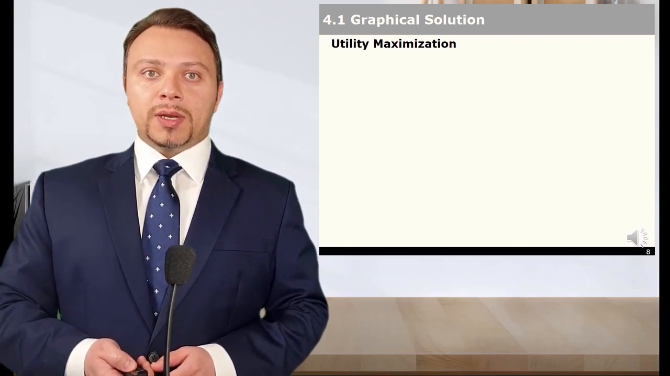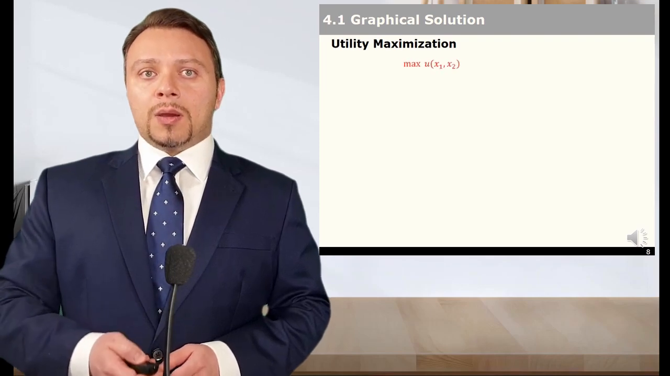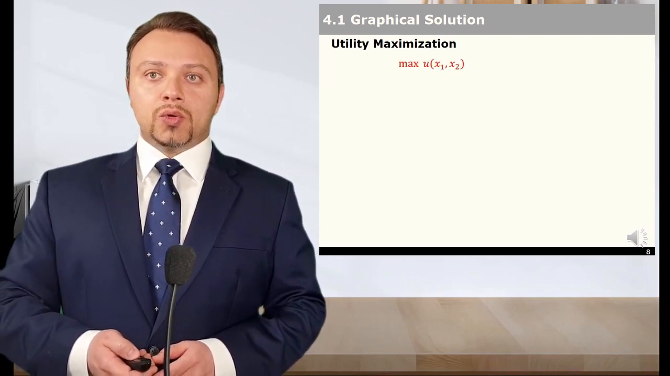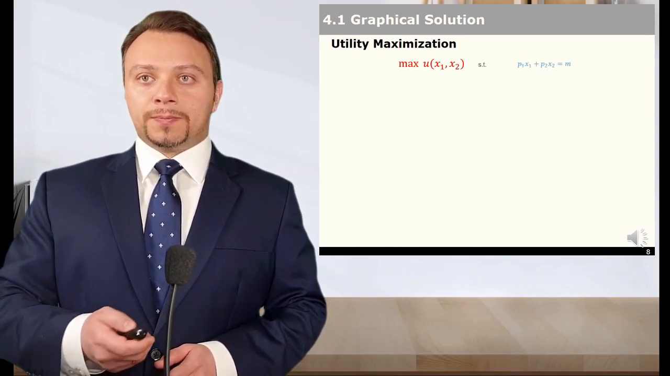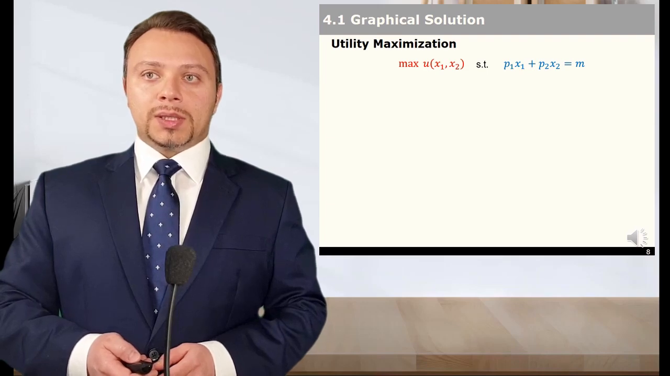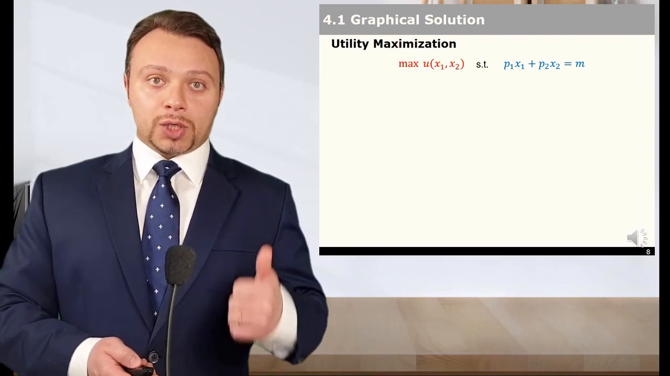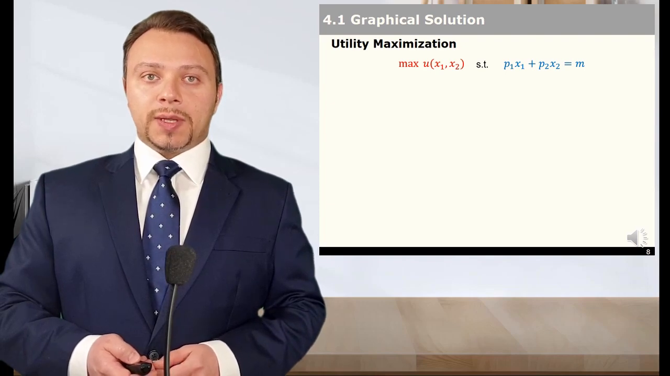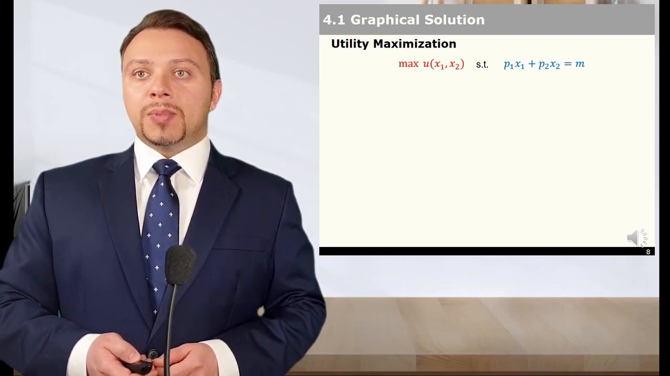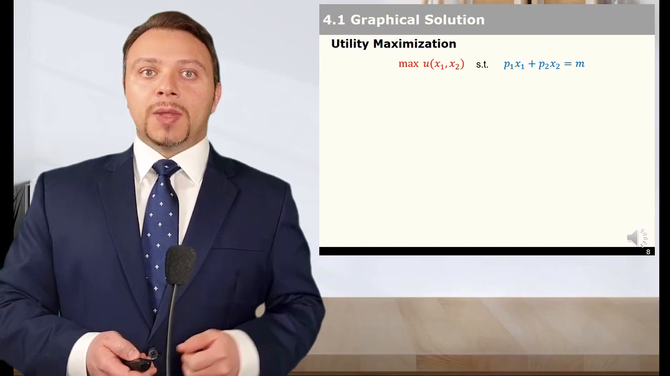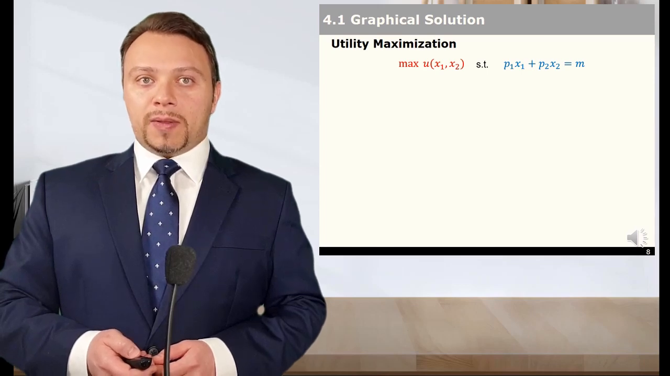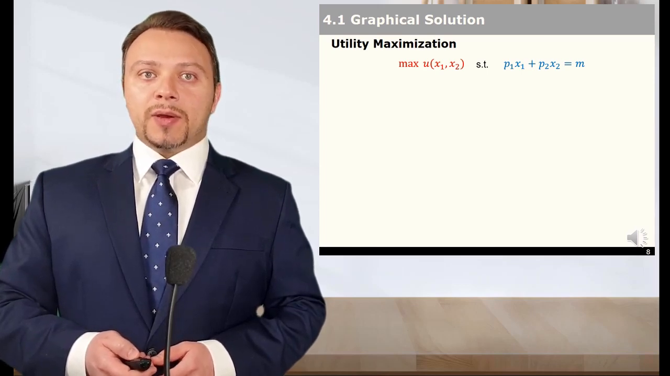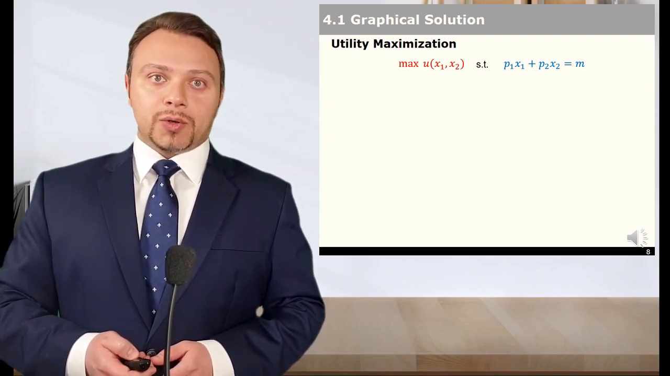The problem can be written down algebraically as follows. Maximize the utility function u of x1, x2, subject to the budget constraint. The budget constraint here is the price of orcs, P1, the price of one orc soldier, times the number of orc soldiers x1 that your brother wants to buy, plus P2, which is the price of one elf soldier, times the number of elf soldiers x2 that your brother wants to buy. And M on the right side is the budget that your brother wants to spend entirely on buying the soldiers. So it's 100 euros here.